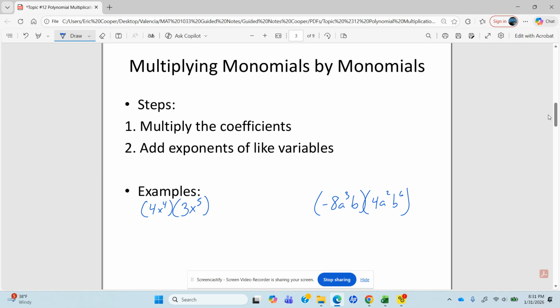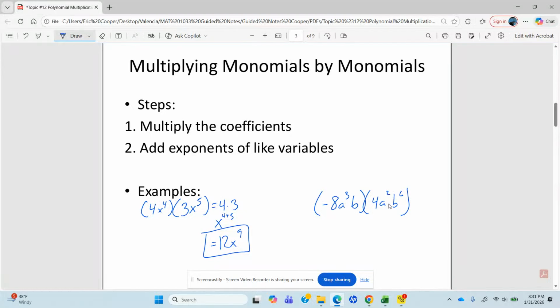Multiplying monomials by monomials. So again, monomials are those that have one term. All we're going to do is multiply the coefficients, the numbers out in front, and then we'll add the exponents like we just showed you. So for example, when I have 4x to the fourth times 3x to the fifth, I'm really just doing 4 times 3, and then I'm adding the exponents of 4 and 5 together. 4 times 3 is 12, 4 plus 5 is 9. So in this case, we get 12x to the ninth.